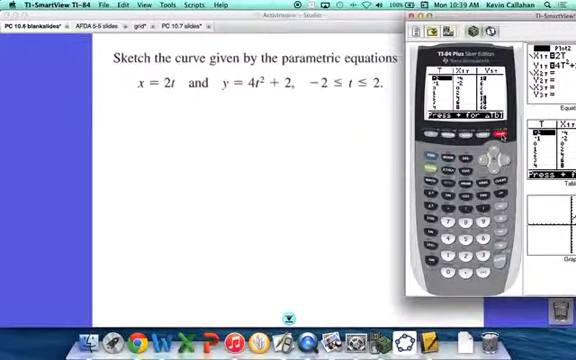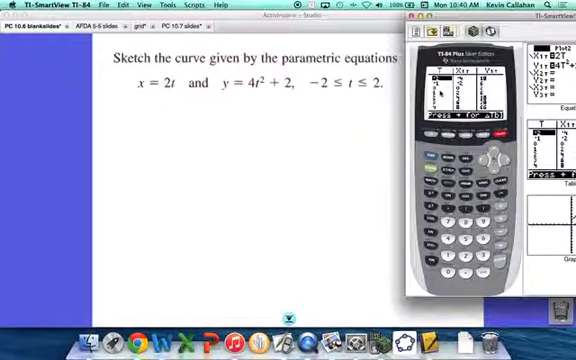So it looks like from t equals -2 to 2, the x values range from -4 to 4, right? So when we set our window, we definitely want to set x equals -4 to 4. And it looks like the y values go from 18 down to 2, and then they go back to 18. So let me go to the window. Let's remember those things there: -4 to 4, 18 to 2.